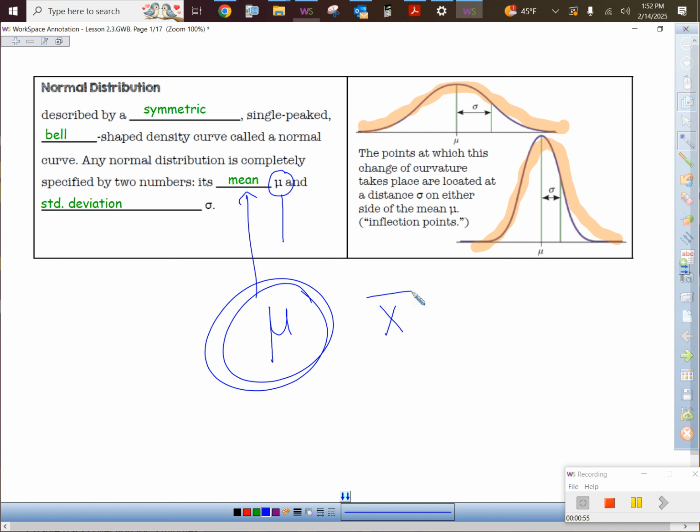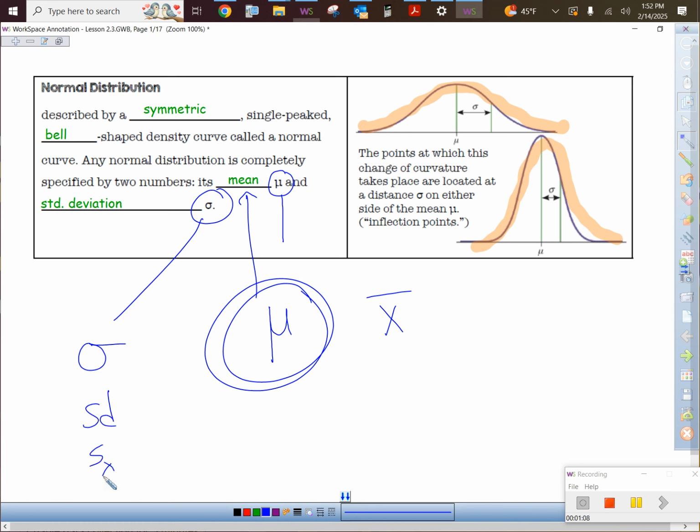And then for the standard deviation, they use this letter right here. Most of the time we do SD, and sometimes it's like that S of X. The easiest thing is if you're not sure what the symbol is, just ask me. I'll tell you they're talking about standard deviation there.